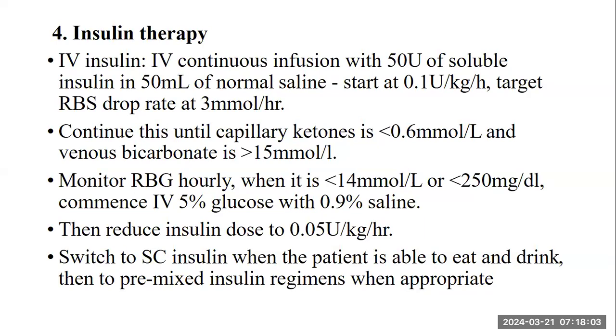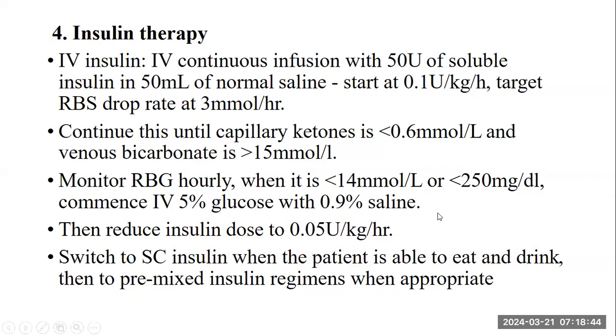Next slide. Insulin therapy: we use IV insulin, continuous infusion with 50 units of soluble insulin in 50 mils of normal saline, and you start at 0.1 units per kg per hour. Target random blood glucose drop at a rate of 3 millimole per hour. You continue this until the capillary ketones become less than 0.6 millimole per liter and venous bicarbonate greater than 15 millimole per liter. Monitor random blood glucose hourly, and when it's less than 14 or less than 250 milligram per dL, you commence IV 5% glucose with IV 0.9% saline.